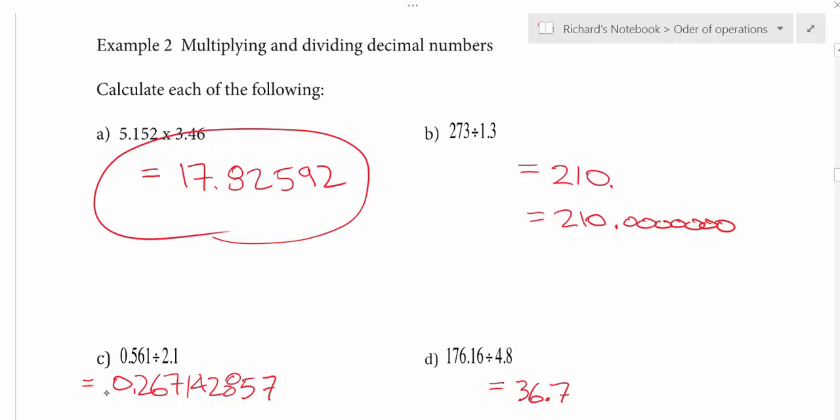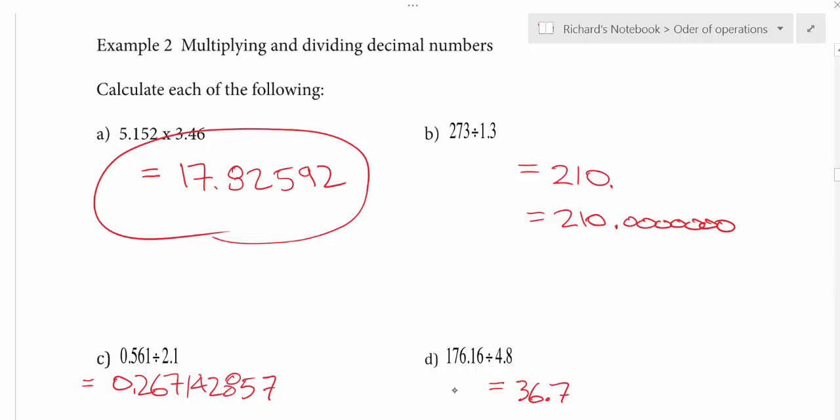In example 2, operation C, there's a division. And with the division, there are a lot of digits. And what happens with operation C, when you're taking 0.561 divided by 2.1, you get a string of numbers. And well, what do you write down? Do you write them all down? Do you write the first couple down? I don't know. What's important is that you need to have some instruction on what to do. And I'm going to cover that in the next topic, rounding decimal numbers.